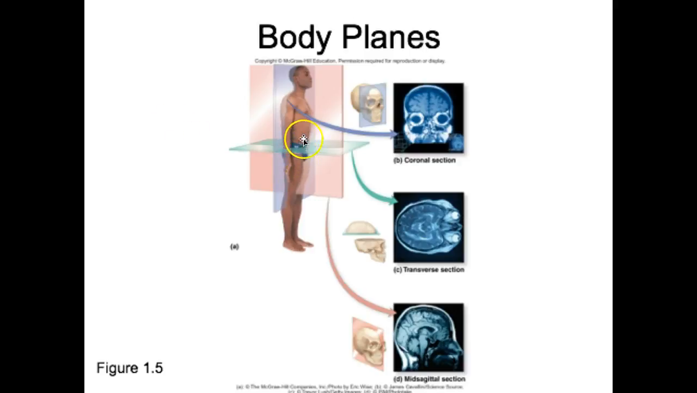And again, this is transverse at this level. You can move this up or down, right? You can have a transverse plane through the shoulders, a transverse plane through the knees, a transverse plane through the feet, and so on and so forth. Same with coronal. You can have a more anteriorly placed coronal plane.